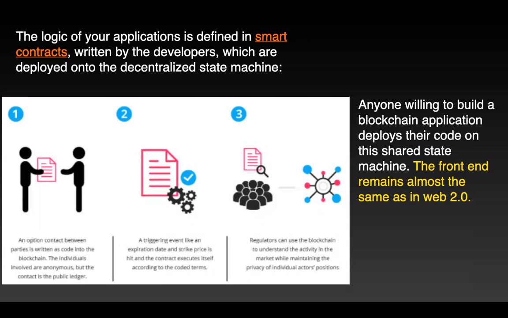The option contracts between the parties are written as code in blockchain. The individuals involved are anonymous, but the contract is on a public ledger. So a triggering event, like an expiring date or a striking price being hit, and the contract executes itself according to the coded terms. Regulators can use the blockchain to understand the activity in the market while maintaining the privacy of individual actors' positions. This is the power.